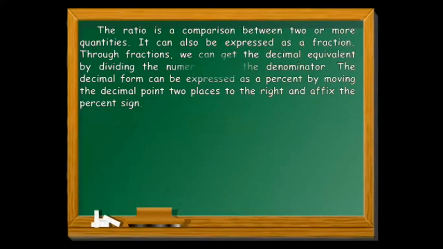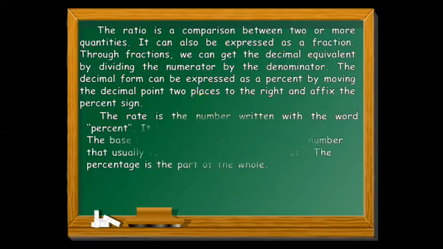So, things to remember, class. The ratio is a comparison between two or more quantities. It can also be expressed as a fraction. Through fractions, we can get the decimal equivalent by dividing the numerator by the denominator. The decimal form can be expressed as percent by moving the decimal point two places to the right and affixing the percent sign.